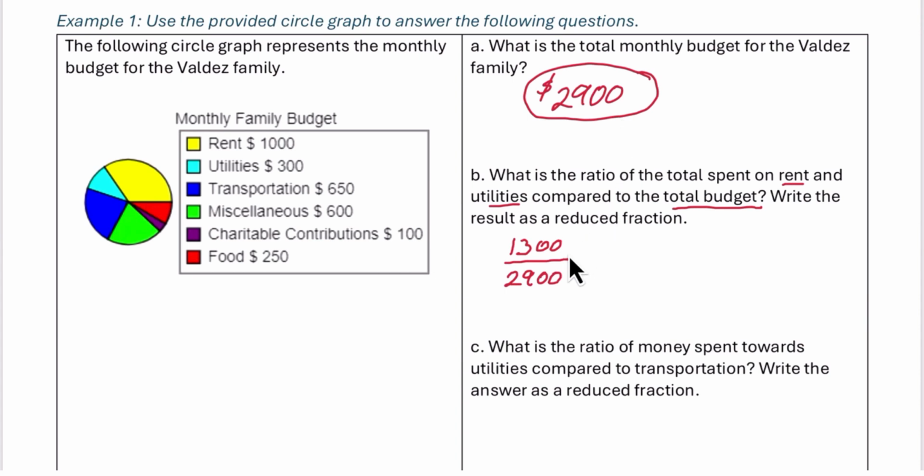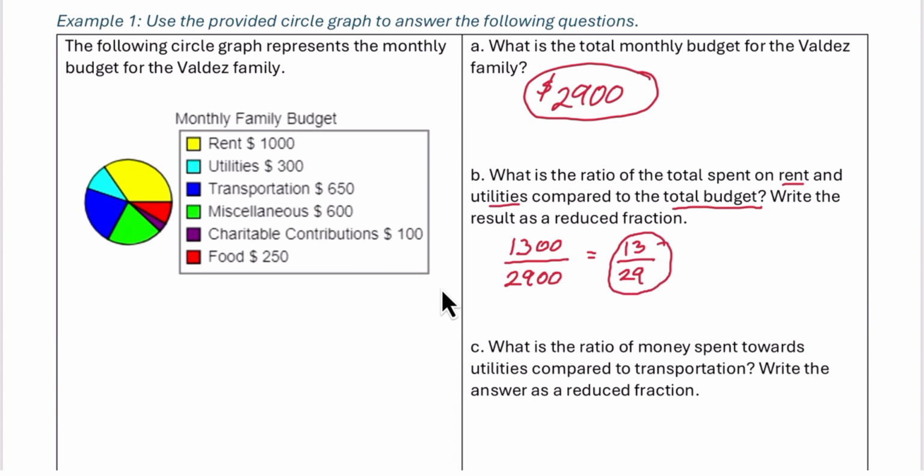Notice that both numbers end in 2 zeros. So right away we can divide both numerator and denominator by 100, which will simply get rid of those zeros, leaving us with 13 divided by 29. This doesn't reduce, so we've simplified that fraction.